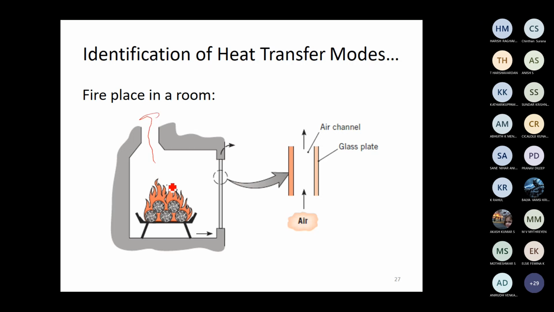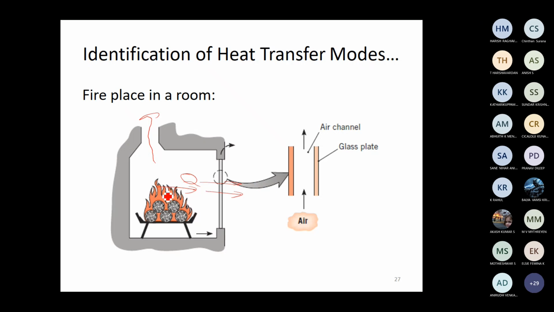These product gases sometimes can be poisonous and can be harmful. Therefore, we don't want these product gases to enter this room. So gases should not enter, but the heat from this flame should enter this room. Now, how does this heat enter this room? There is a partition here, and therefore we have no way the gases can cross this fireplace into this room.